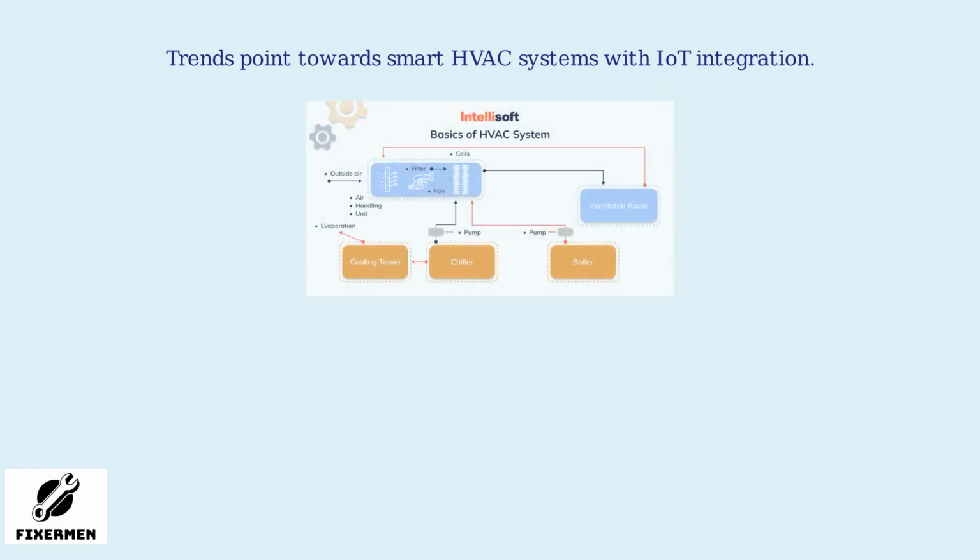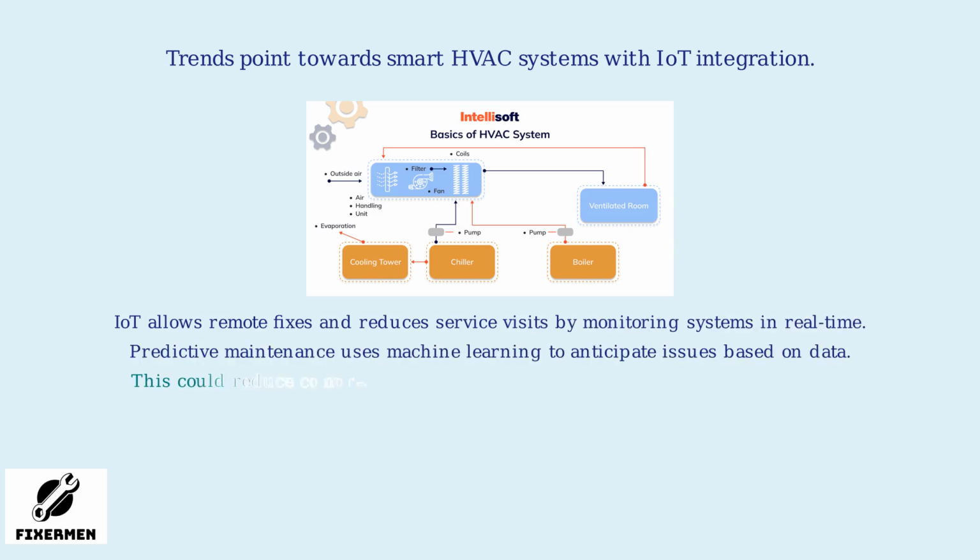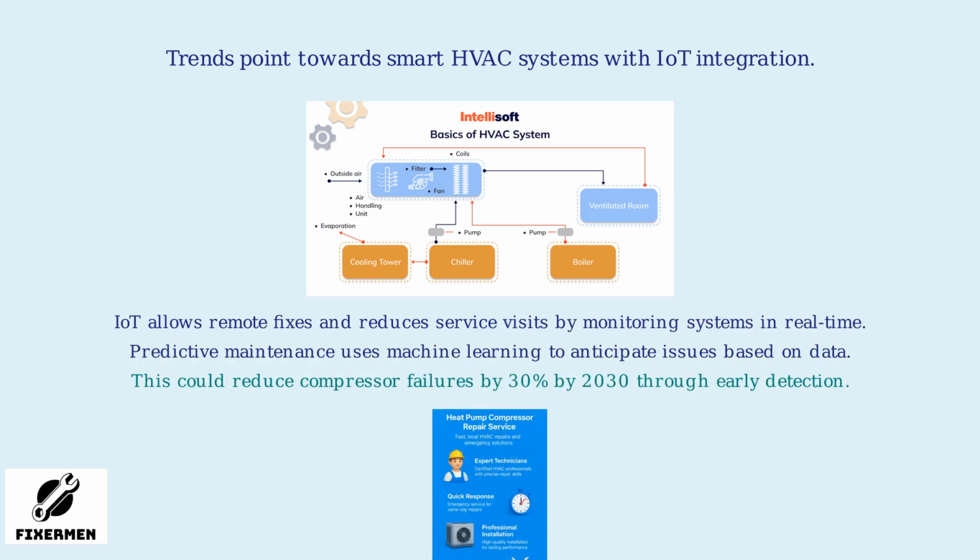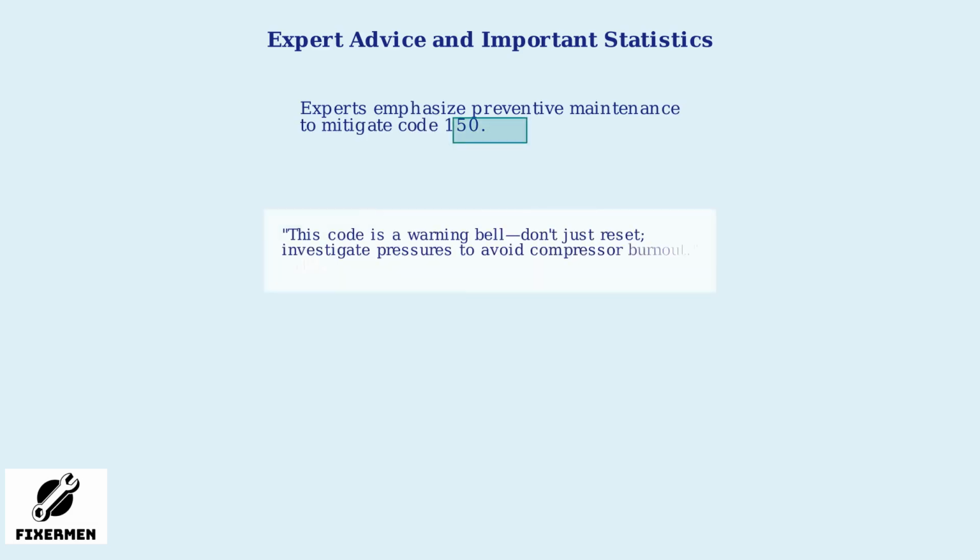Trends point towards smart HVAC systems with IoT integration, connecting devices to the internet for continuous monitoring. This allows remote diagnostics and fixes, reducing the need for in-person service visits by up to 25%. Predictive maintenance tools use machine learning algorithms to analyze historical data and anticipate potential lockouts before they occur. By identifying patterns and early warning signs, these systems could reduce compressor failures by 30% by 2030, improving reliability and efficiency. Experts emphasize preventive maintenance to mitigate Code 150.